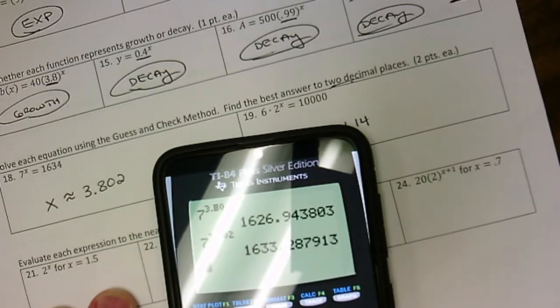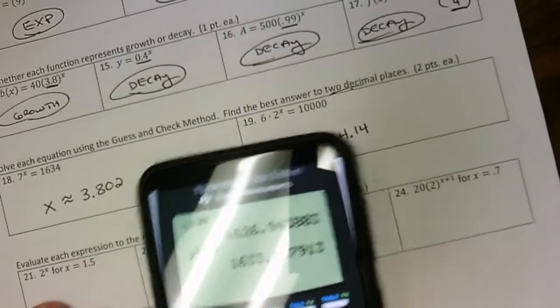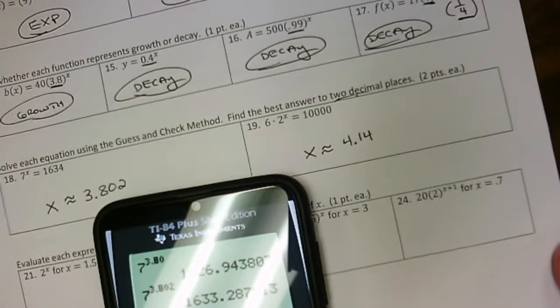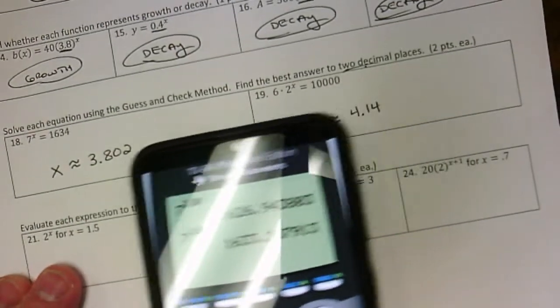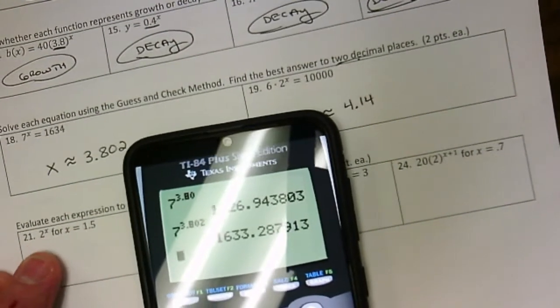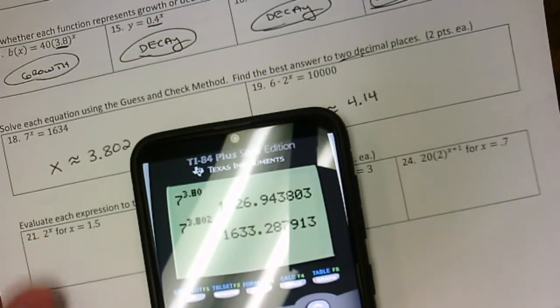Notice if we use more decimals, we get a little more accurate, but I would accept 3.80 on this one. Check this answer, you'll see it works also. It gets you close to 10,000. And the rest on these, all this is assessing is, can you use your calculator properly? You're basically just plugging in an x value and evaluating. Evaluate means find the value.